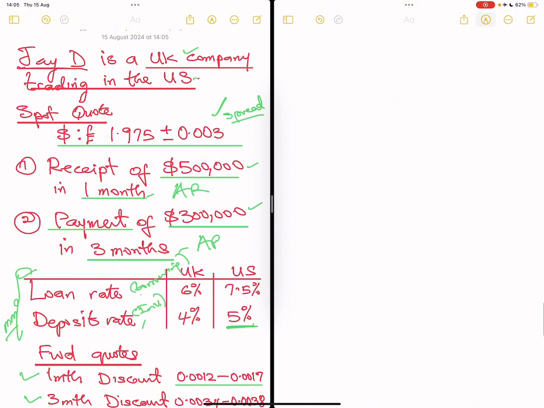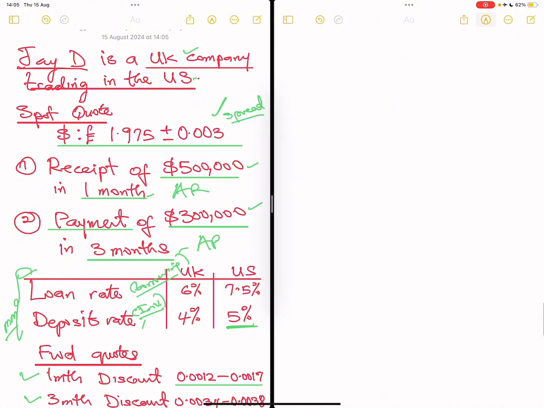Loan rate is the same thing as borrowing rate, and deposit rate is the same thing as investment rate. And that is how you might be given in exams. So they might give you investment rate, or they might give you deposit rate. They are the same thing. Or they give you loan rate, or they give you borrowing rate. They are the same thing.